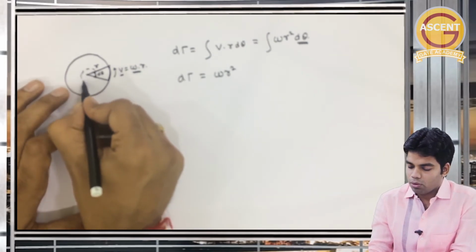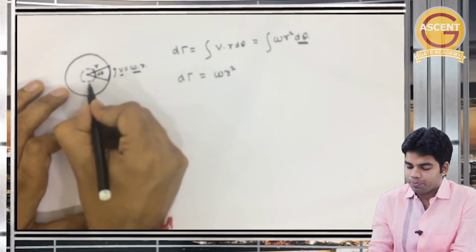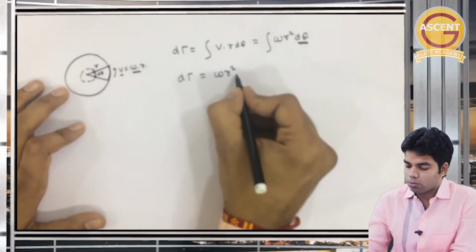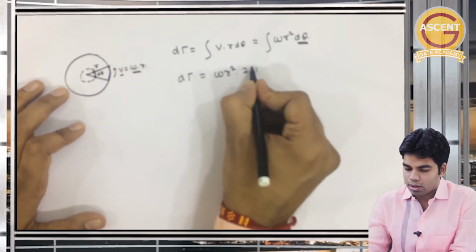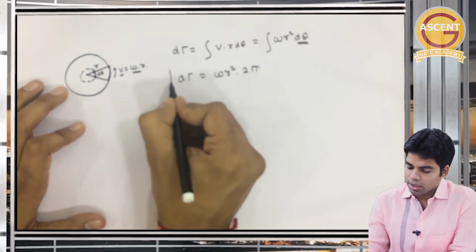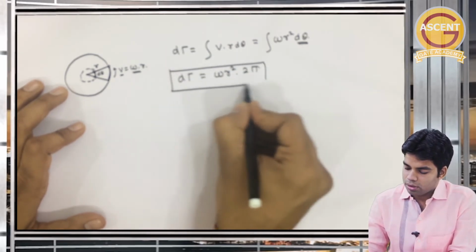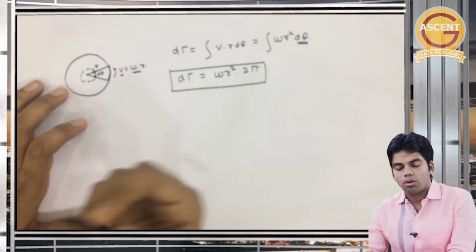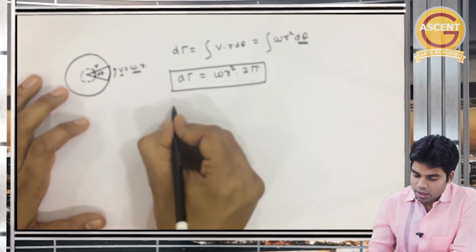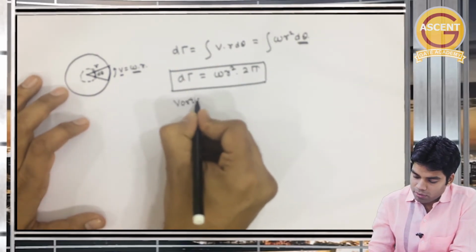If I integrate it over the whole curve, I will get 360 degree, or you can say 2 pi. So this will be omega r square into 2 pi. This is the circulation around the circular path. Now similarly we can get the vorticity at a point.